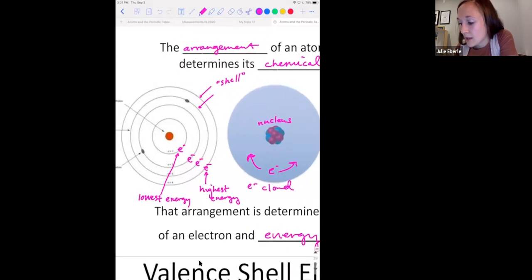So electrons can be on these energy shells, but they cannot be between the shells. An electron could not be here. An electron could not be here.